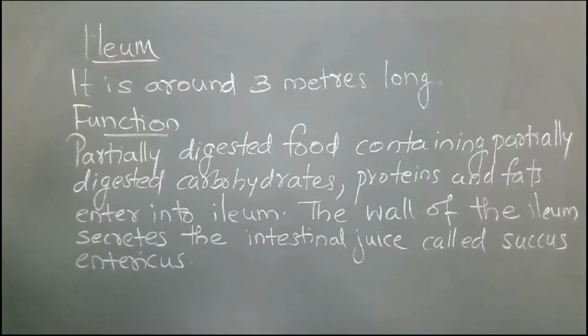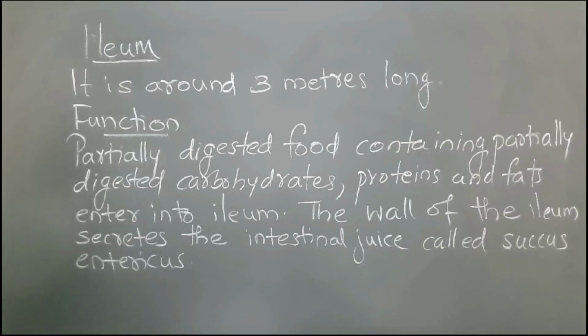Let's see the last part of the small intestine, that is ileum. I-L-E-U-M, ileum. It is around 3 meters long. The function of the ileum is that partially digested food containing partially digested carbohydrates, proteins and fats enters into the ileum. The wall of the ileum secretes the intestinal juice called succus entericus.